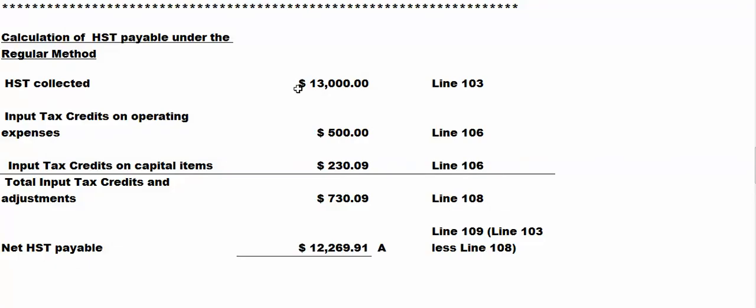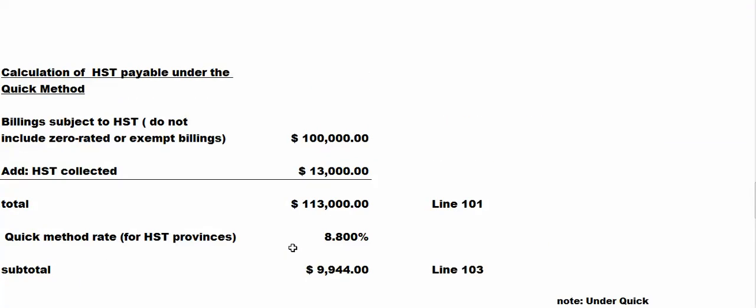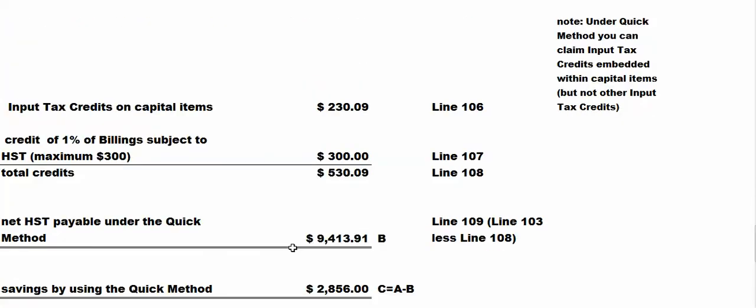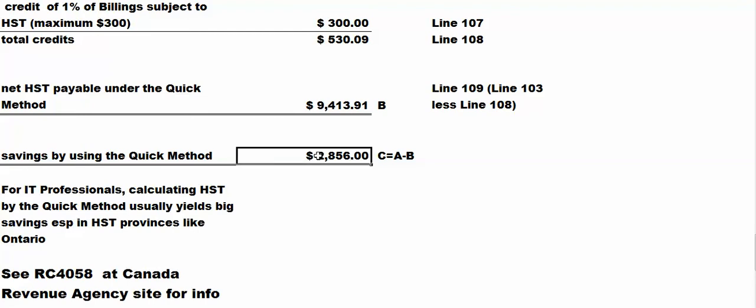Now, had you calculated the GST under the regular method, your calculation would have been very simple. You would have taken the GST collected, 13,000, minus your input tax credits on your operating expenses, minus your input tax credits on your capital item, and your net would be this amount, 12,000 and change. By using the quick method of calculating your GST, you've saved yourself $2,856, almost $3,000. And for IT professionals, calculating the HST by the quick method usually yields big savings, especially in HST provinces like Ontario.